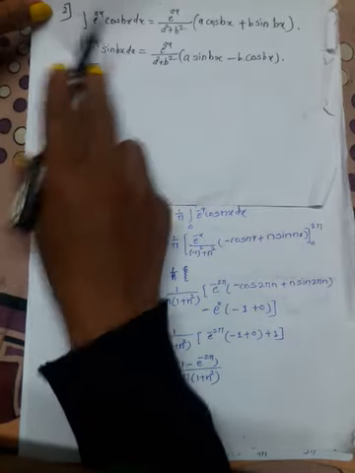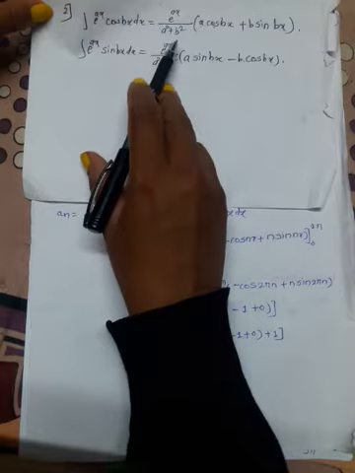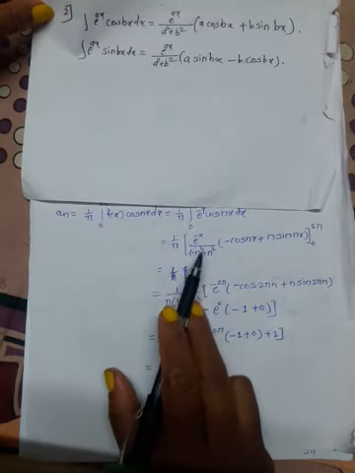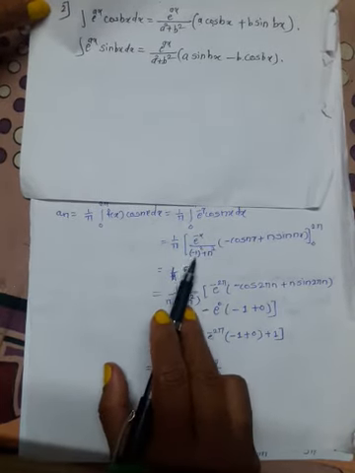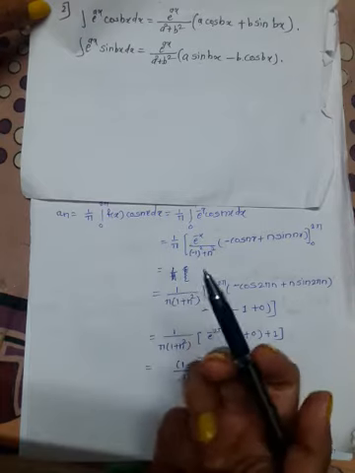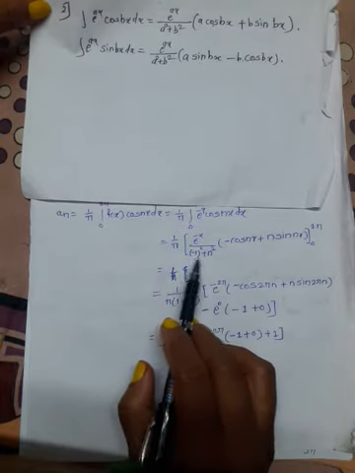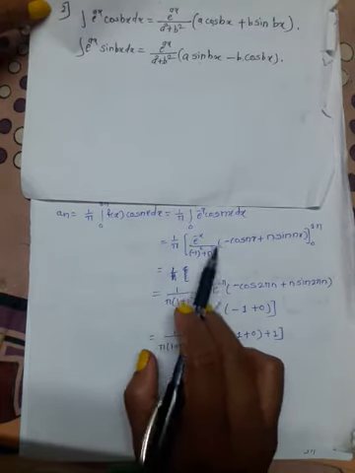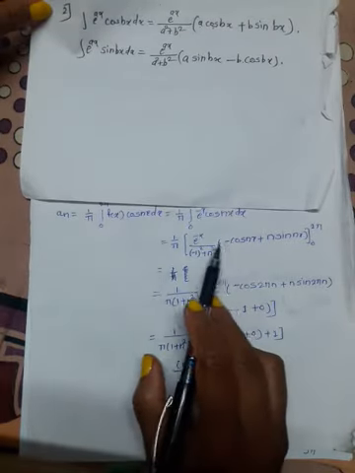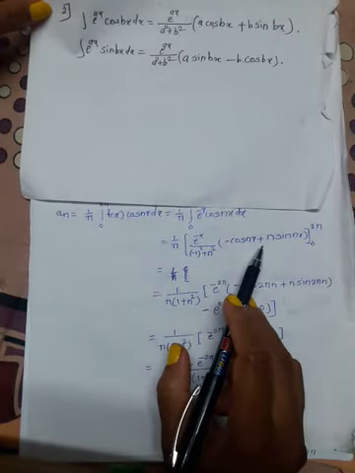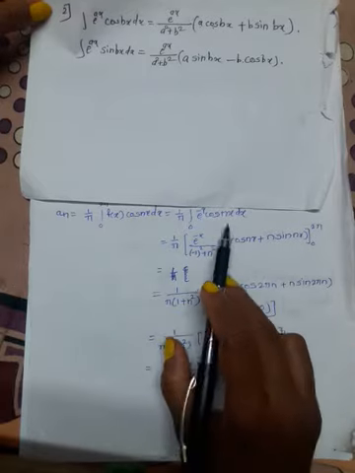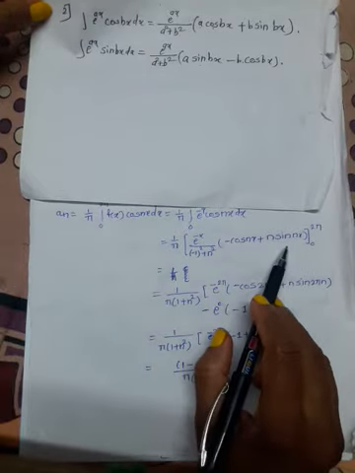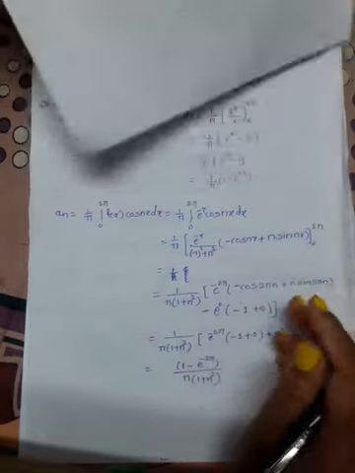B is n. Put the value here as it is: e raised to ax upon a square plus b square is e raised to minus x upon minus 1 square. Minus 1 square is plus 1. So 1 plus b square, which is n square. Bracket: a cos bx, that is minus 1 cos nx, plus b, that is n sin nx. Bracket complete, limits 0 to 2 pi.